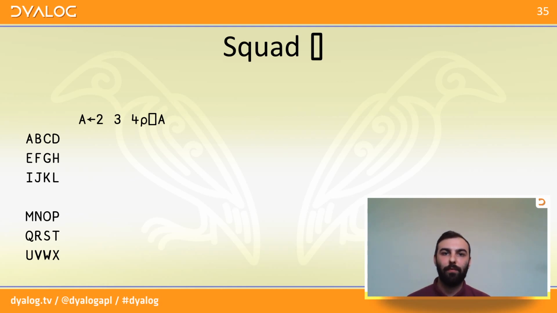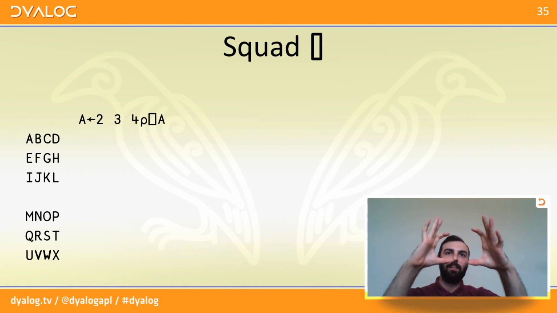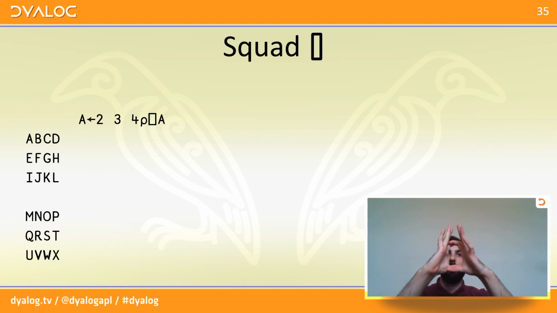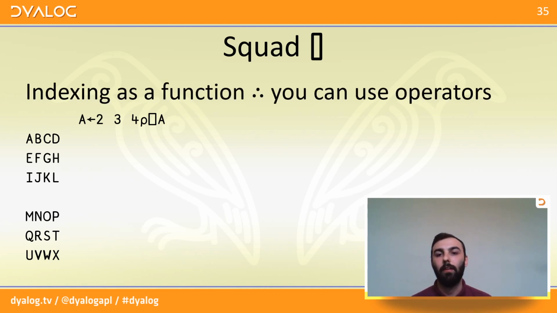Now I would like to talk about squad. So squad, the primitive, the glyph, the symbol, the squished quad, is actually made of the square brackets overstruck on top of each other. So that's where the symbol comes from. And what it is in Dyalog APL is the indexing function. And because it's a function, like a normal function like any other, you can use operators.